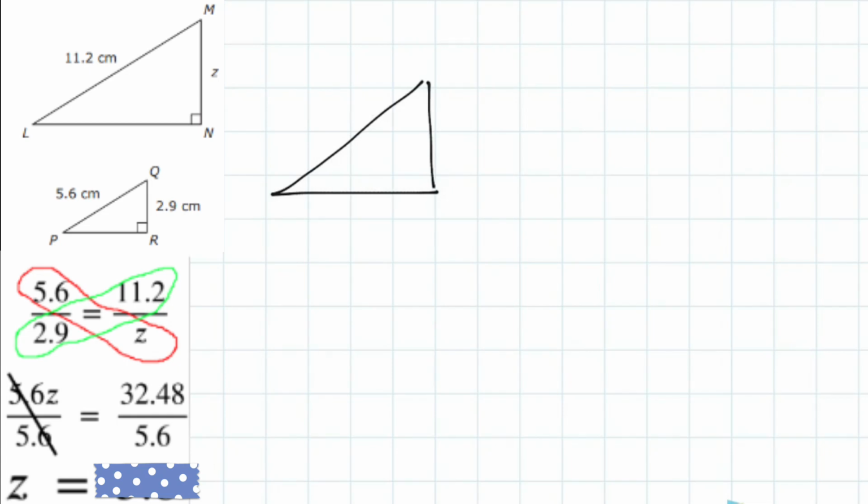Okay, we have right triangle PQR, with the length of the hypotenuse being 5.6 centimeters. The hypotenuse is the longest side of the right triangle, and notice that it's always across from the right angle. The other side length we know is the height, which is given as 2.9 centimeters in the smaller triangle.